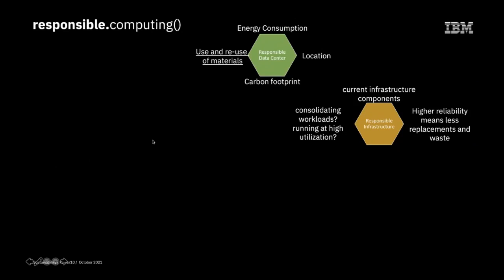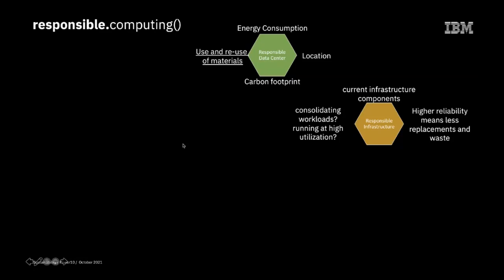If we can move on to the next domain, then we can look at the data centers. You can look at energy consumption. You can look, as Petra's taken us through, at how to look at the carbon footprint. You can consider the location of your data centers. And of course, you can also, and there's a link behind this, use and reuse materials. Consider the materials you're using and how you might be able to reuse them in your data center to be as responsible about how you run it as possible.